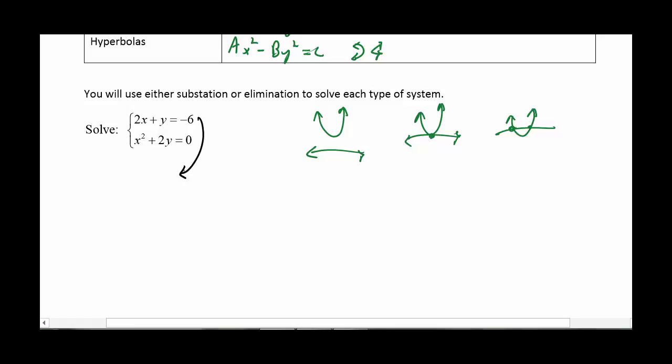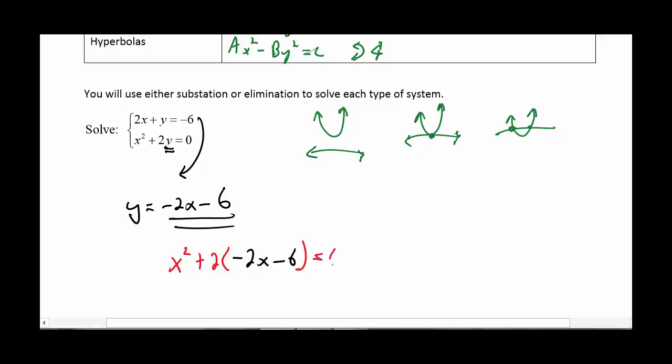So I'm going to take that equation and rewrite y in terms of the other variable. I'm going to bring the 2x over, so y then equals -2x minus 6. Then from here, I'm going to take that statement and replace it into the x squared plus 2y. So that's going to look like x squared plus 2 times (-2x minus 6) equals 0.